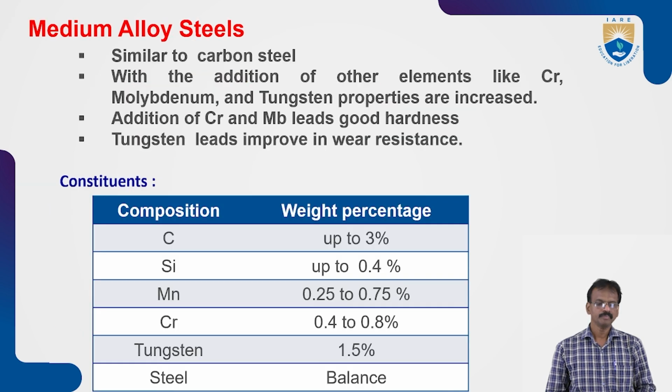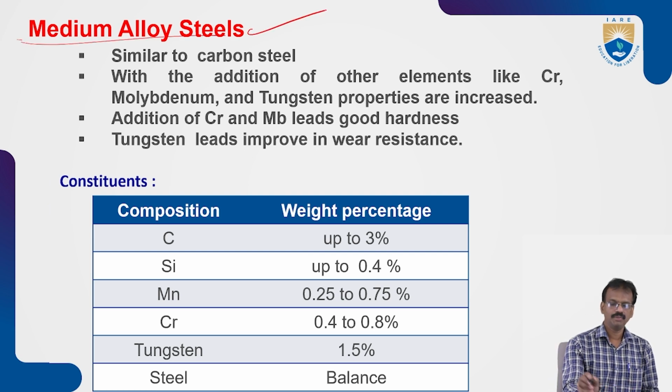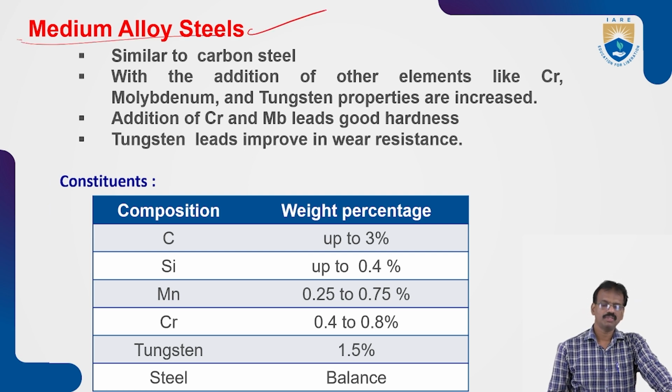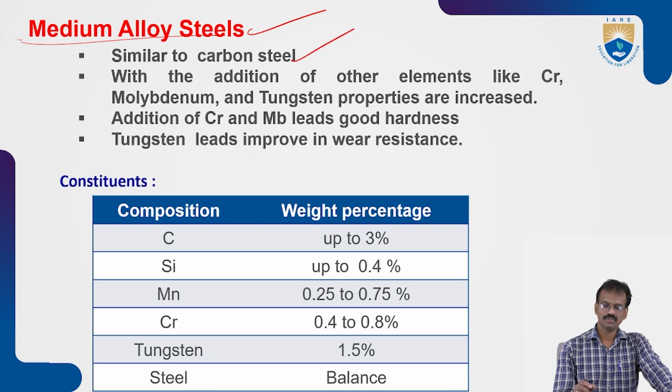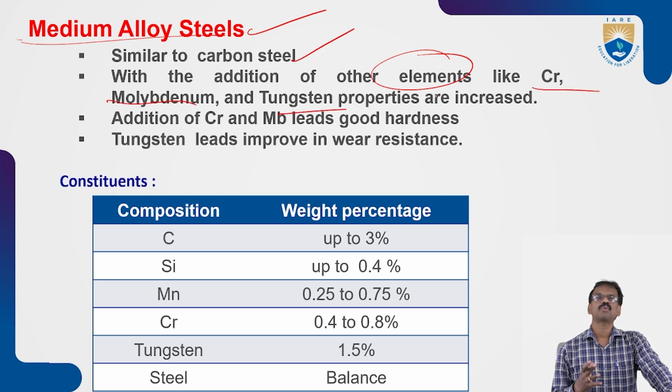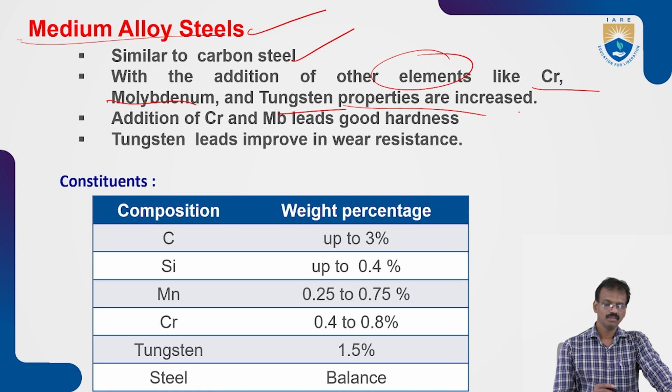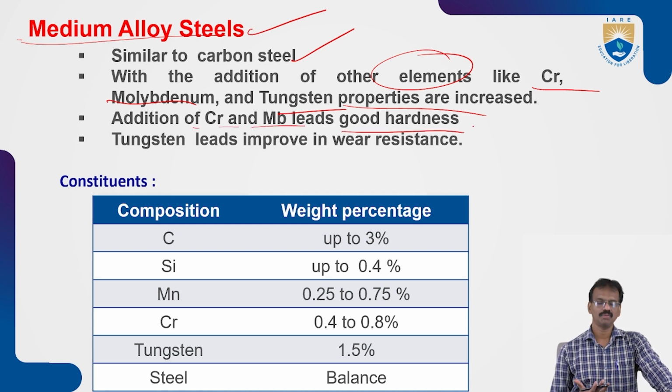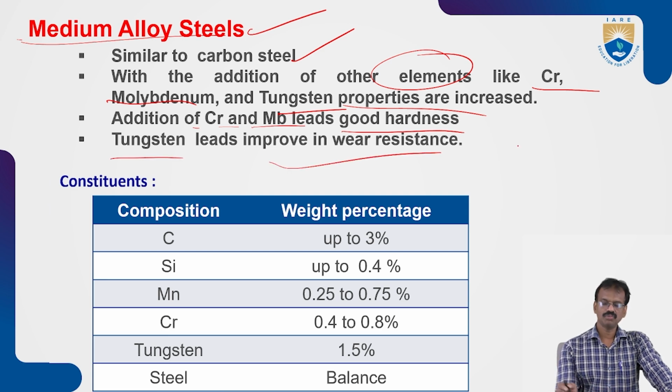The next one is the medium alloy steels. It is very similar to carbon steel, with the addition of other elements like chromium, molybdenum, and tungsten. So the properties of the steel will be improved. Addition of chromium and molybdenum leads to good hardness, the hardness of the material will be improved. Tungsten leads to good wear resistance.